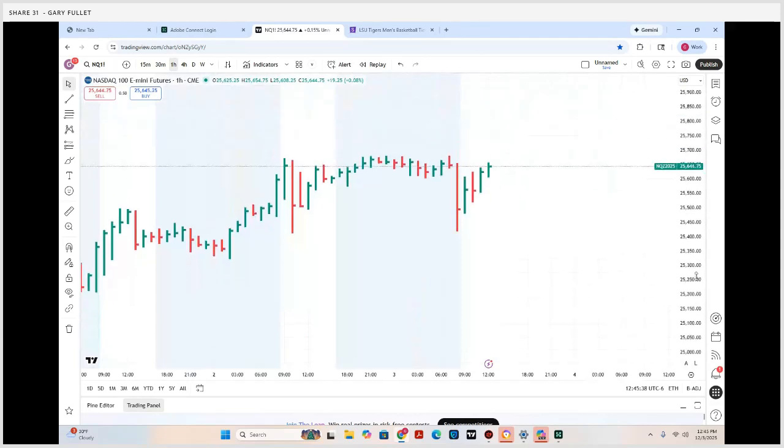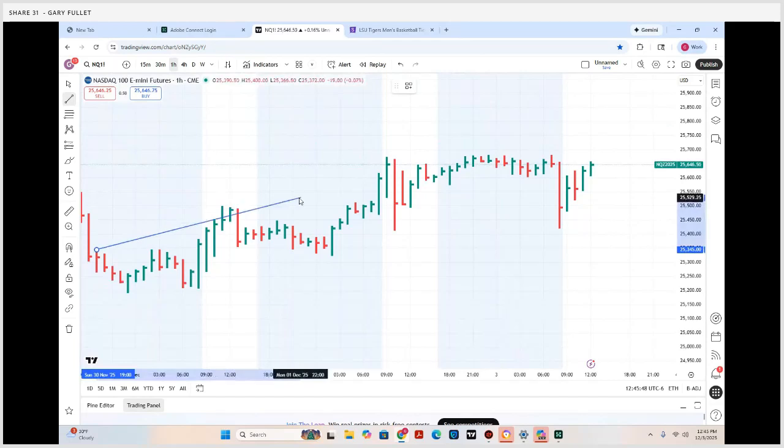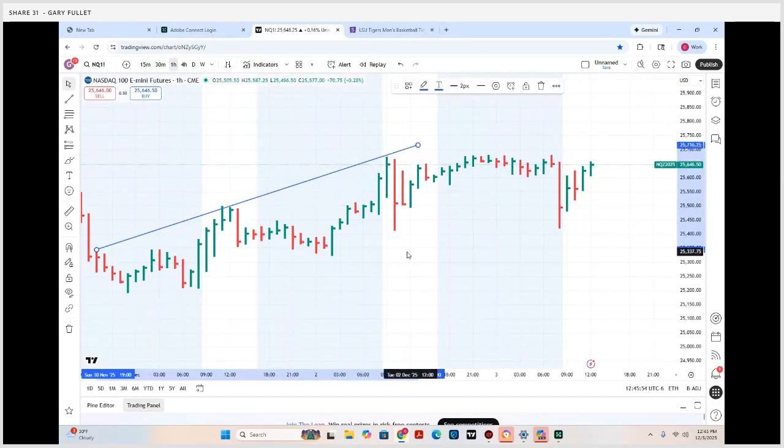So this is the hourly chart, for example. Okay, I take my reactionary high, and I want to keep it at a 45-degree angle. So I take about a 40-degree angle. Boom, boom, boom. Pretty good, huh?